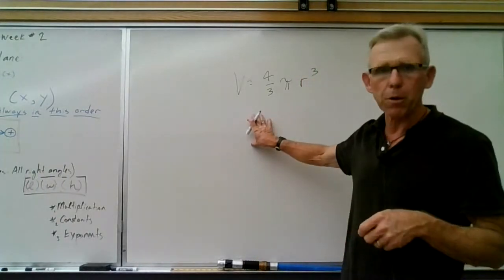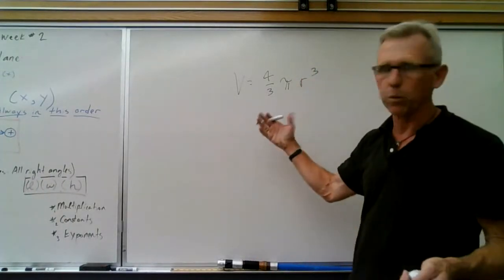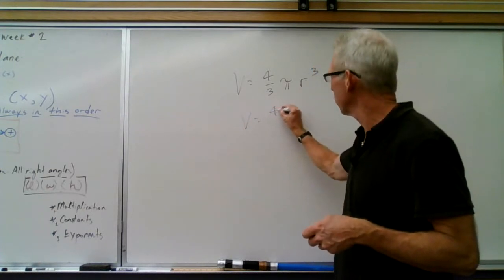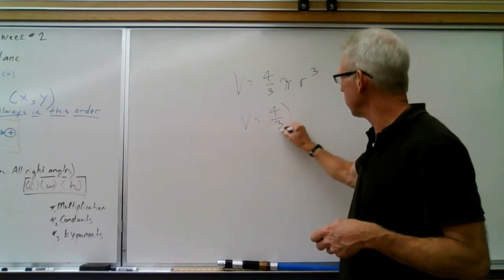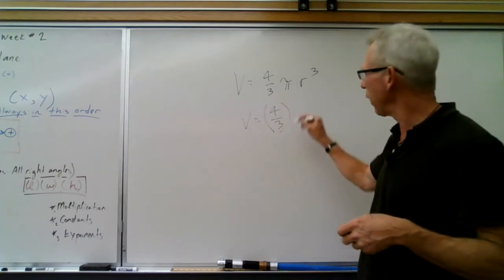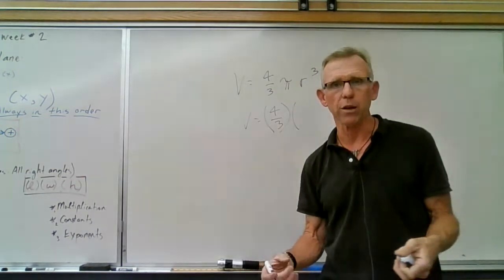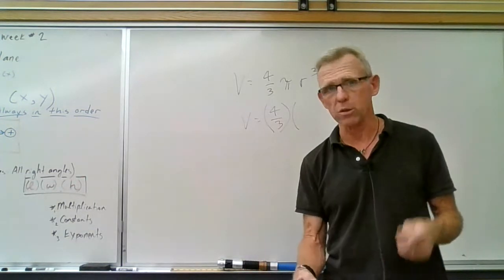When we look at our map, our first step is, one, write the formula, and two, let's write in what we know. In other words, 4/3, a constant, it's given to us right here. Pi, in my experience, I don't believe we've ever used anything other than 3.14 as a good approximation for pi.